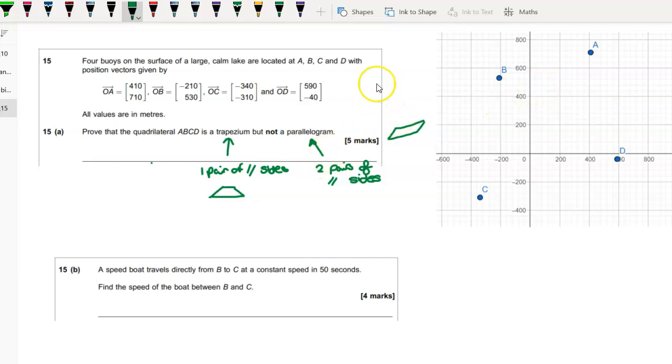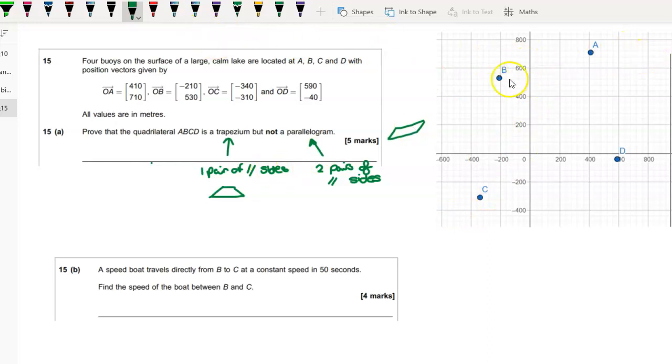So if 2 vectors are parallel, then we can... Now, is it enough to look at the lengths of the sides? No, because that's not what we're trying to show, is it? We're trying to show that they are parallel, not that the sides are the equal length. So we need to look at the vectors.